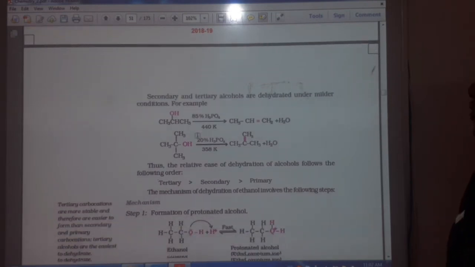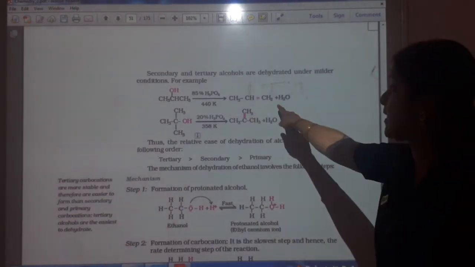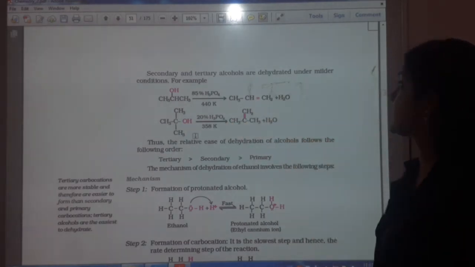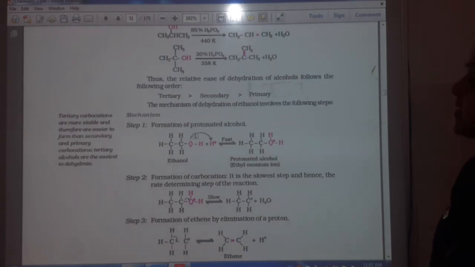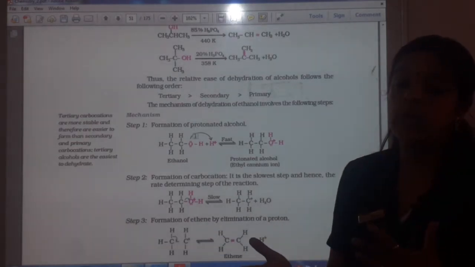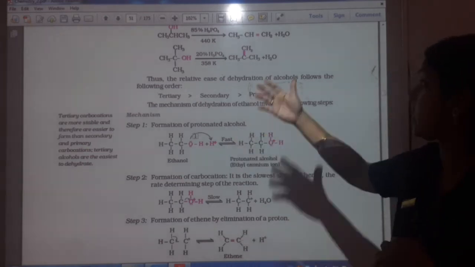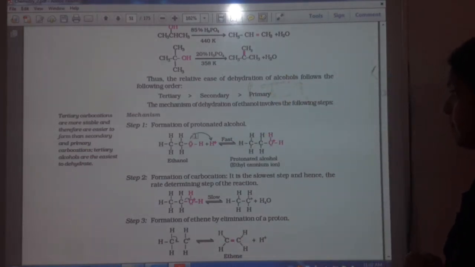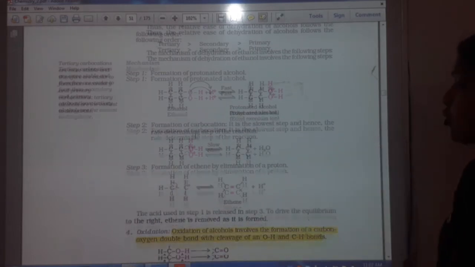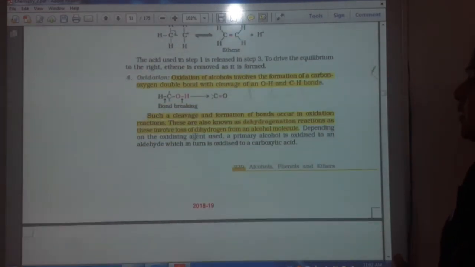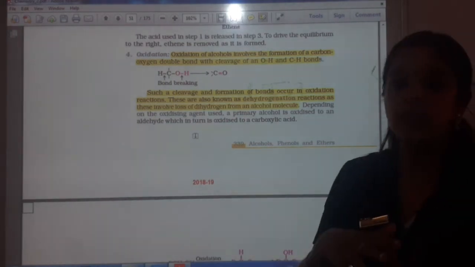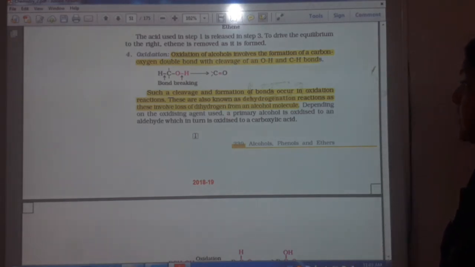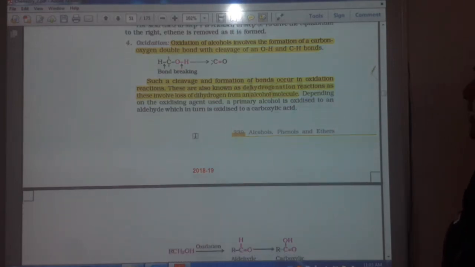Now how do secondary and tertiary alcohols react? Secondary alcohol gives again an alkene, tertiary also gives an alkene, but the temperature will be a little bit different. So the reactivity is, tertiary will be more reactive towards dehydration, then secondary, the least will be the primary. Mechanism you need not learn, just go through it, it is not that important. Now we will go to oxidation. What is oxidation? The bond breaks, a molecule of oxygen is being added. So what happens here? Cleavage happens with the formation of bonds that occur in the oxidation reaction.